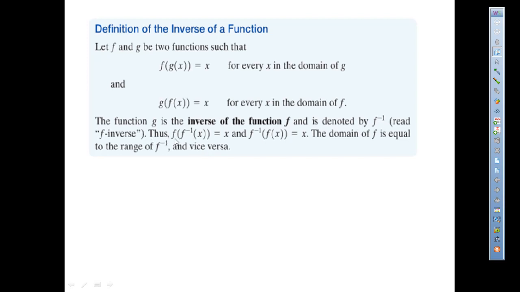So thus, f of f inverse of x equals x, and f inverse of f of x equals x. And the domain of f is equal to the range of f inverse and vice versa. So all that really happens, and we're going to find this out in just a second, is the x and the y change places.